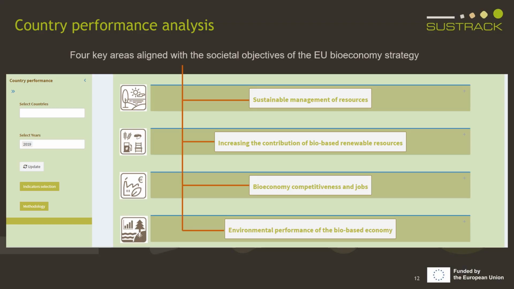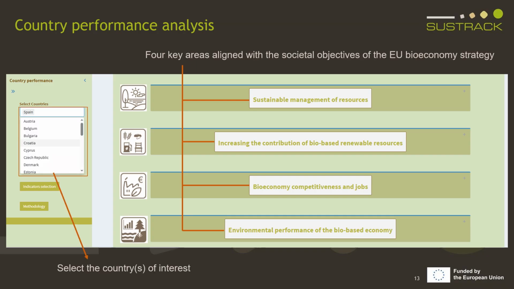Okay, so as you can see, we organized the key management area in 4 main topics. The first one is sustainable management of resources, then increasing the contribution of bio-based renewable resources, bioeconomy competitiveness and jobs, and finally environmental performance of the bio-based economy. These 4 topics are aligned with the societal objectives of the European Bioeconomy Strategy.